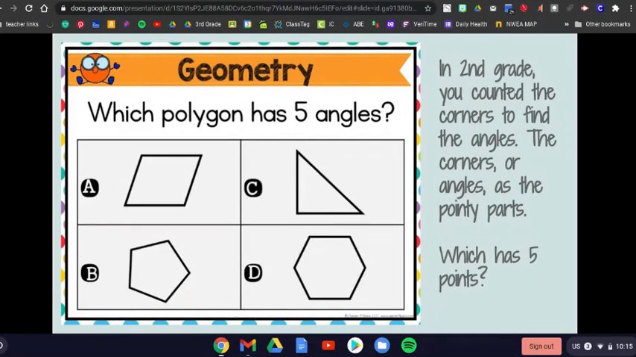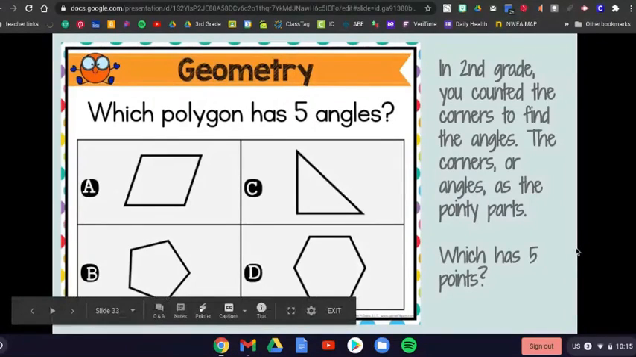And then question number, I think it's the last one. This question asks us about shapes and geometry. This is your preview because we're going to be talking about shapes when we come back from winter break. And it says, which polygon has 5 angles? In 2nd grade, you counted angles and you didn't know it because you called them corners. The corners or the angles are the pointy parts of the shapes. So if I'm looking for 5 angles, I'm looking for 5 of the pointy parts. Which shape has 5 pointy parts?